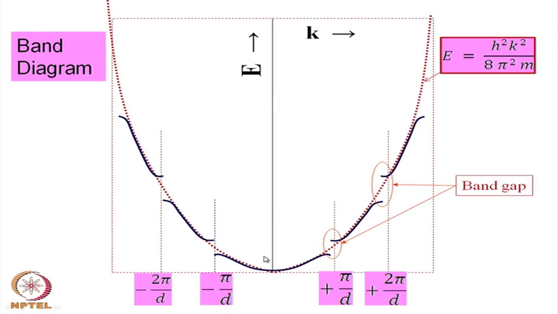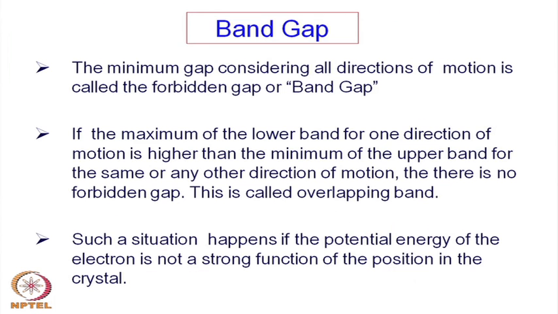So, in that context, when you normally draw the band diagram, either we draw this one as the lower band and this one as the upper band, or we can draw this one as the lower band and that one as the upper band. So, for any particular solid there is a band gap. Now, band gap normally refers to the highest energy gap for that particular system.